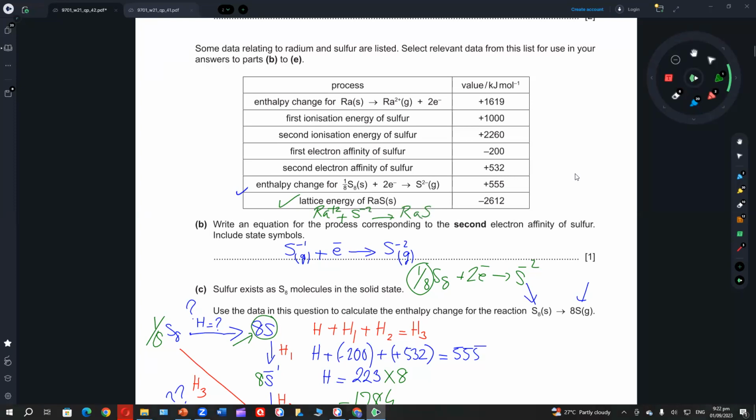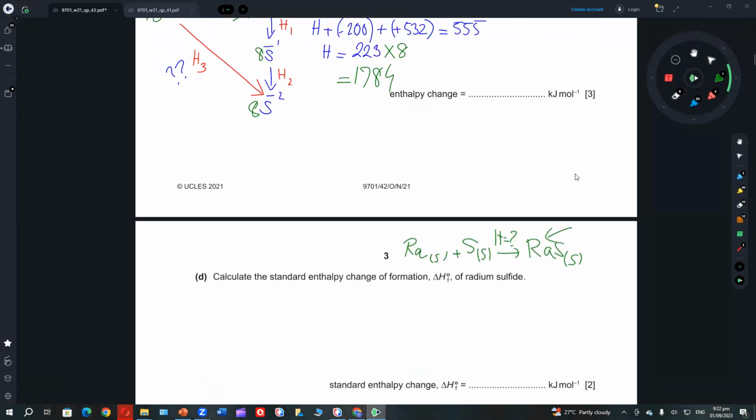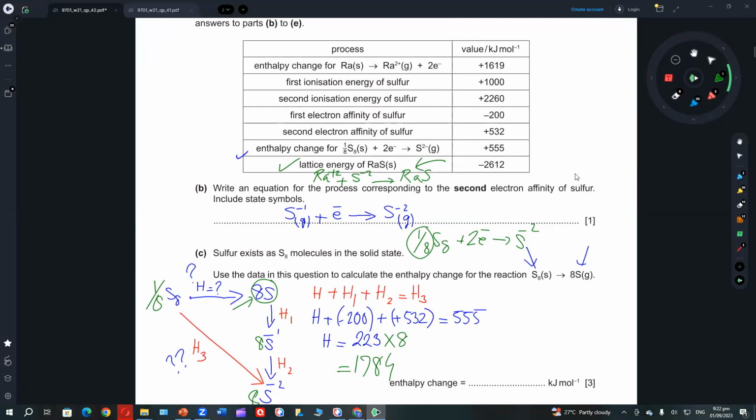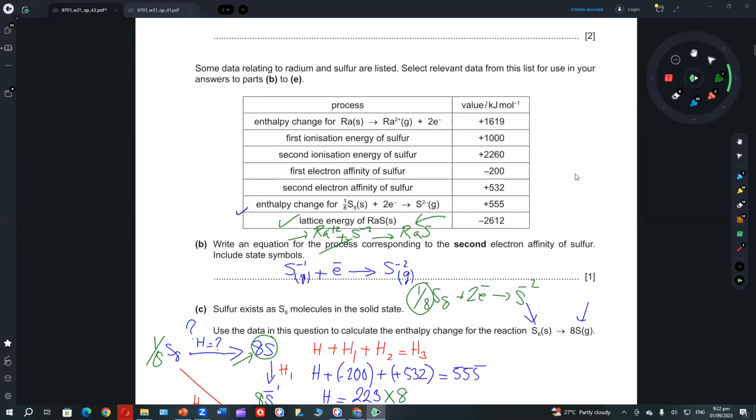Now come to this equation. Can you see RaS here? And can you see RaS here? So one end is matching. Now look on the other side, Ra2+ and S2-. Ra2+ is coming here, and S2- is coming here. So I take this equation also.